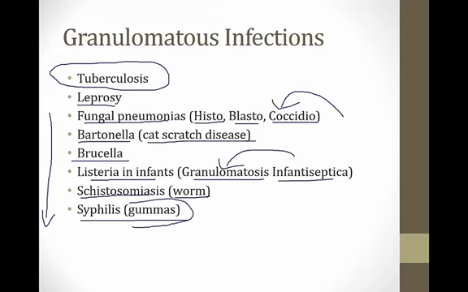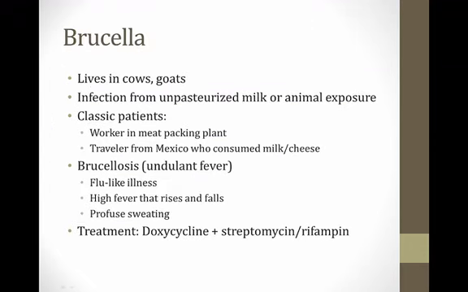The gummas in syphilis are granulomas that are formed throughout the body. Next zoonotic infection is Brucella.